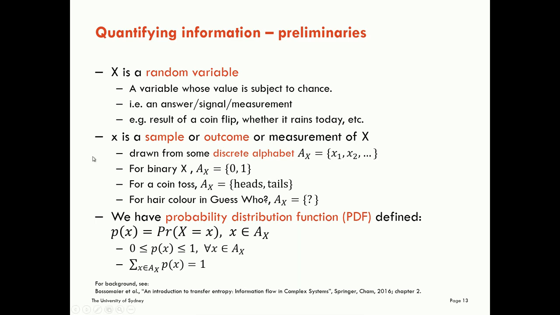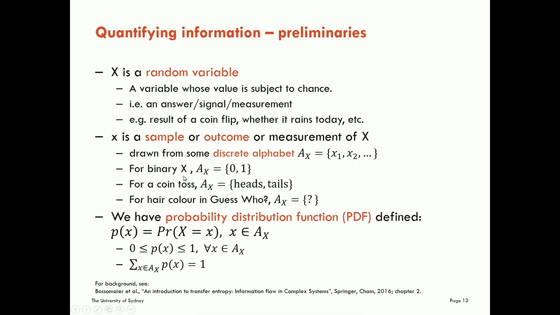We will use lowercase letters, here lowercase x, to represent a sample or an outcome or a measurement of X, a specific realization of our random variable. Our realizations are drawn from some discrete alphabet. Here we can write this very mathematically as the set of realizations x1, x2, and so on.